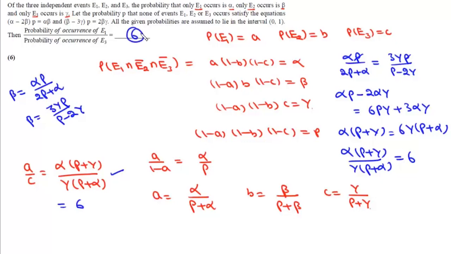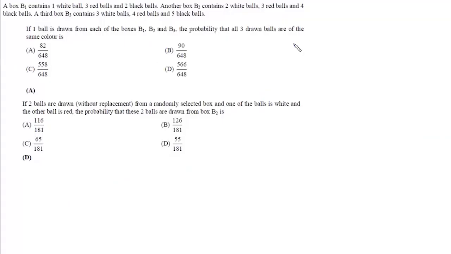Now here the question is, a box B1 contains 1 white, 3 red and 2 black balls. Another box B2 contains 2 white, 3 red and 4 black balls, and another box B3 contains 3 white, 4 red and 5 black balls. Now if one ball is drawn from each of the boxes B1, B2 and B3, find the probability that all drawn balls are of same color.